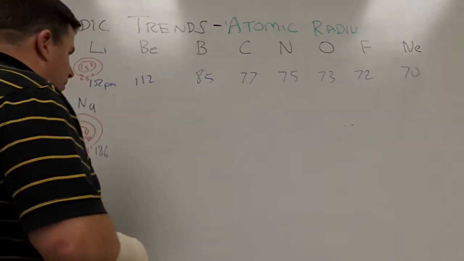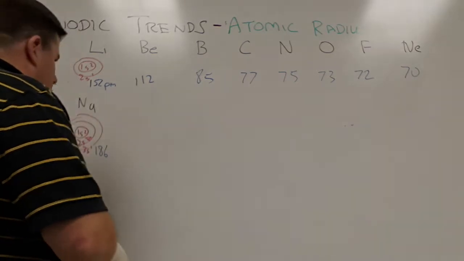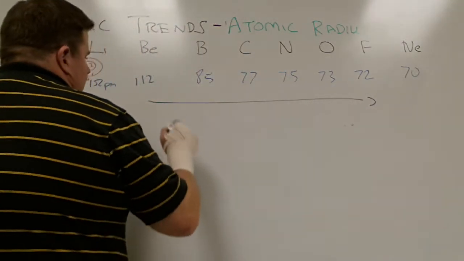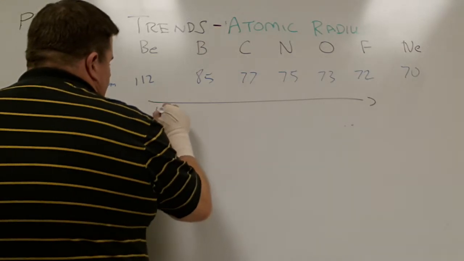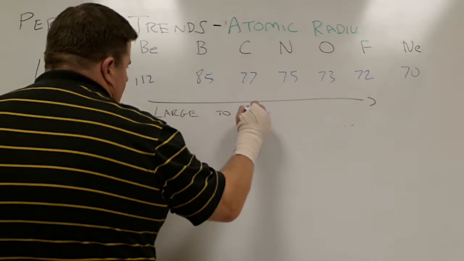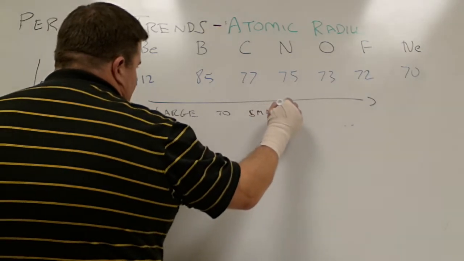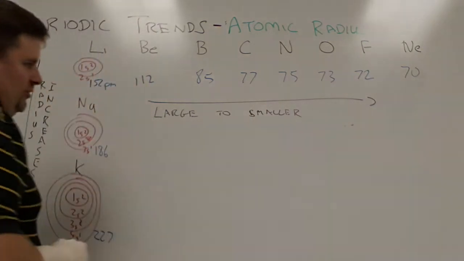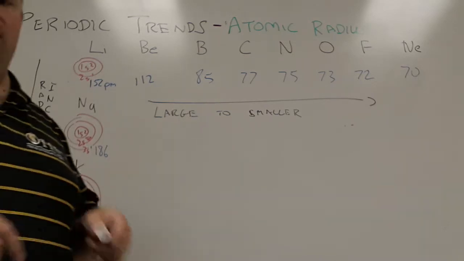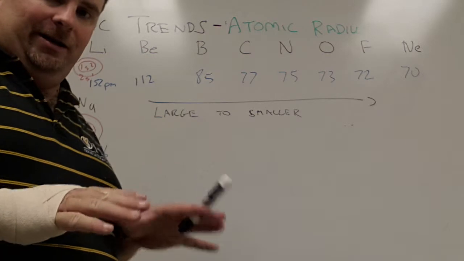Okay? So, as I go this direction, with atomic radius, I see us going from larger to smaller. So from left to right, I go from larger to smaller. Okay? Now let's look at ionic radius, because it's directly related to this.